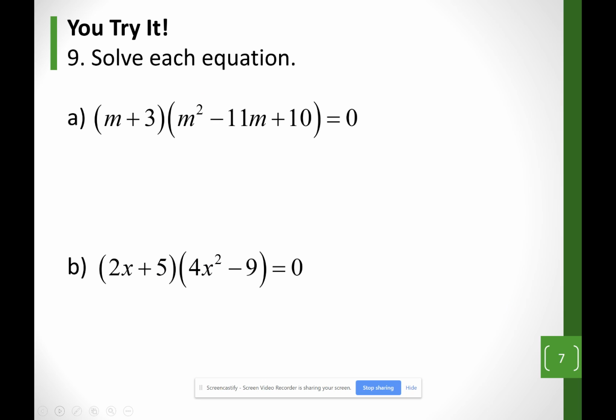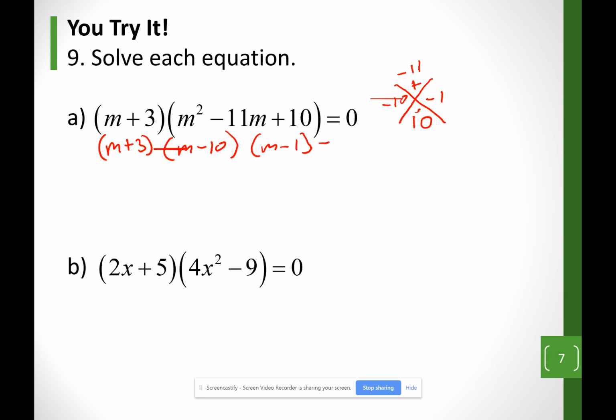Now looking at this one, I can split the second parentheses. I'm looking for two numbers that multiplied equal 10, but when I add them equal negative 11. Well, what if I go negative 10 times negative 1? So I have my factors. For example A, I have m plus 3. I'm not doing anything to the first parentheses. My second parentheses, I'm going to split as m minus 10 and m minus 1.